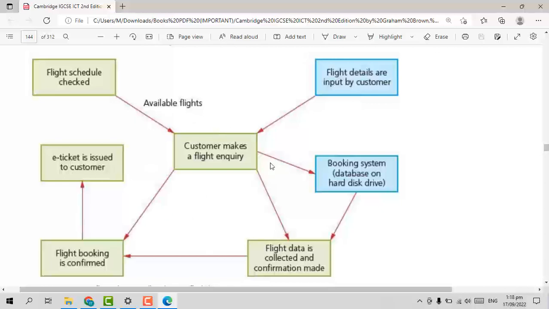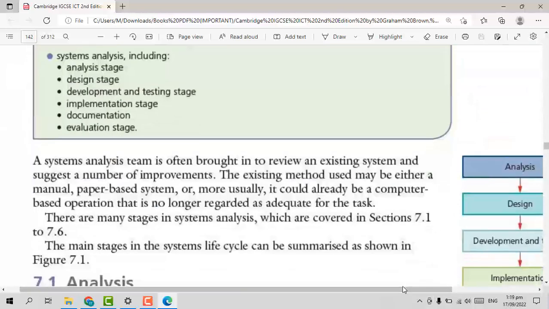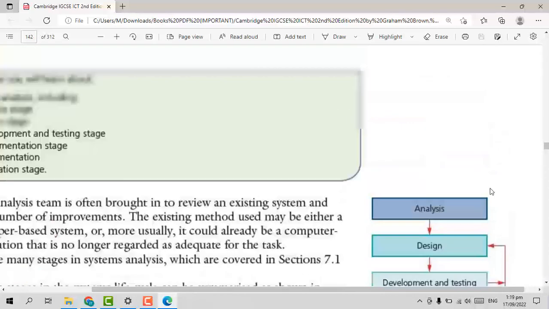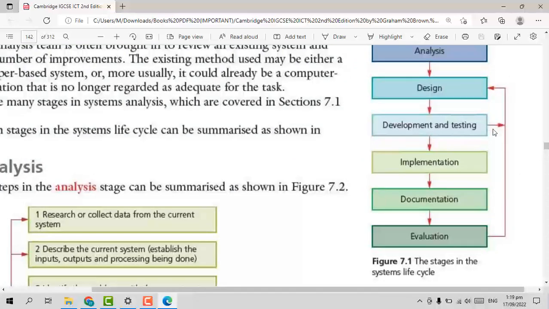Okay, so today in this video we learned about the 6 stages of the system analysis or system life cycle, which are analysis, design, development and testing, implementation, documentation, and evaluation. Now remember, those are the most important thing in this unit. You have to memorize them by heart: analysis, design, development and testing, implementation, documentation, and evaluation.